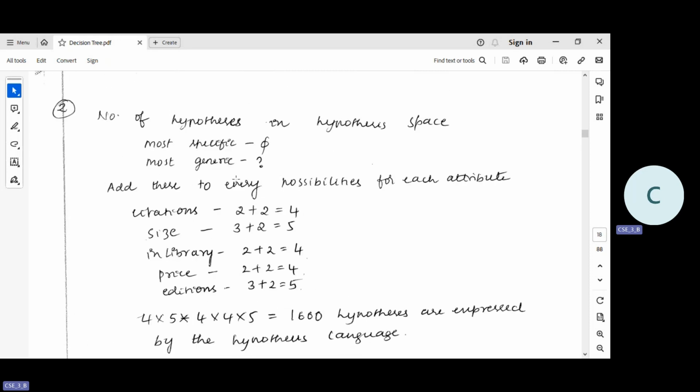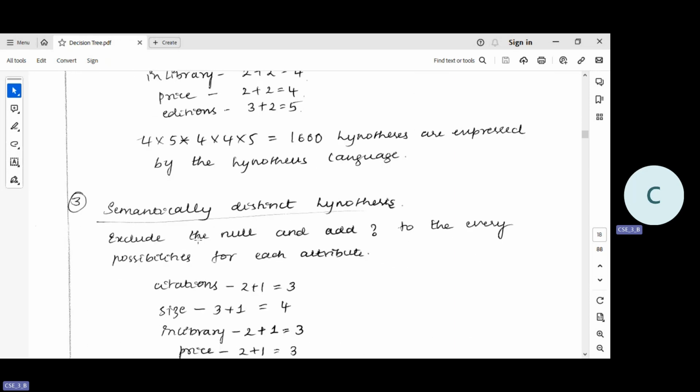So it indicates that these hypotheses are possible. So we have to find out the maximally specific hypothesis which best fits all the training examples.